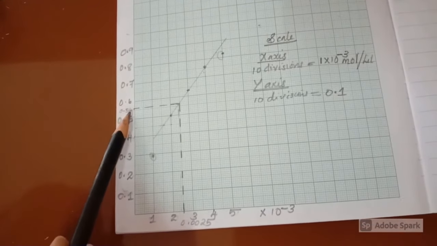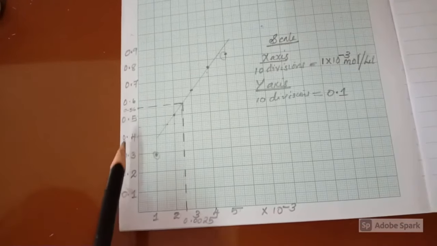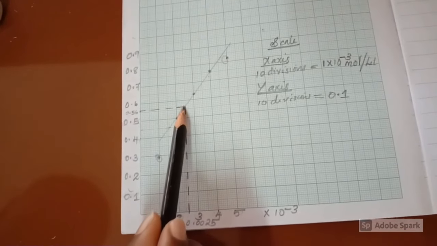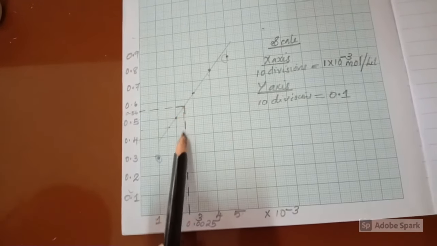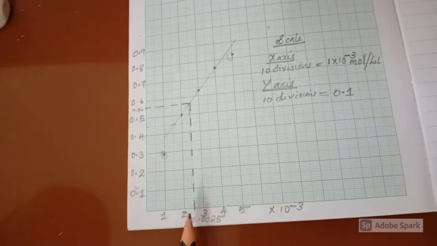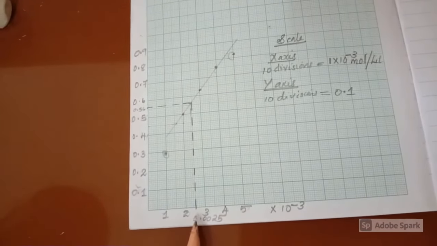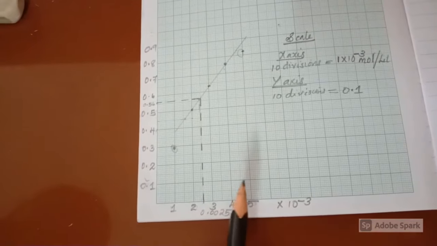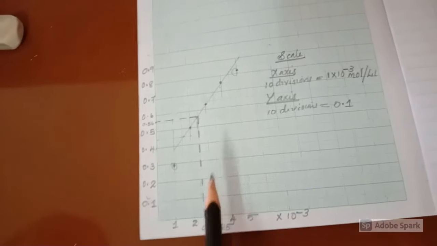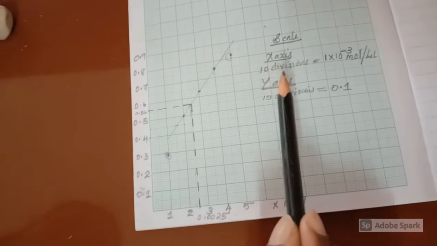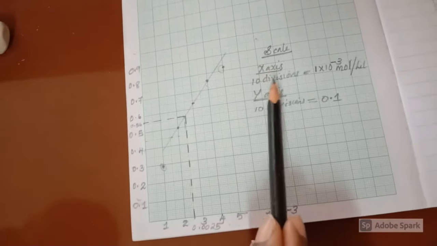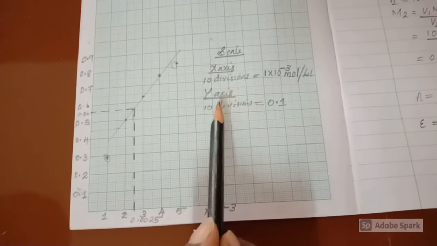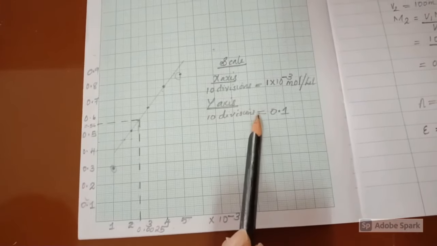So, from this 0.56 plotted on the y-axis, draw a straight line which cuts the straight line obtained. From that, draw a straight line towards the x-axis, from which we can obtain the concentration of the unknown solution as 0.0025 mole per liter. One more thing, we should note down the scale of this graph. Here, the scale taken on the x-axis for 10 divisions is equal to 1 into 10 raised to minus 3 mole per liter, and on the y-axis 10 divisions is equal to 0.01.